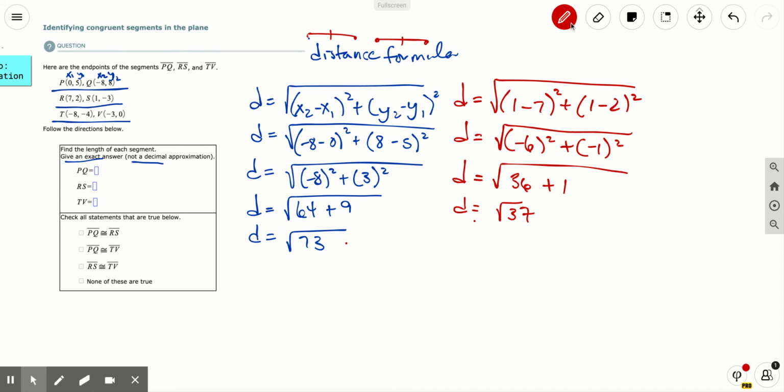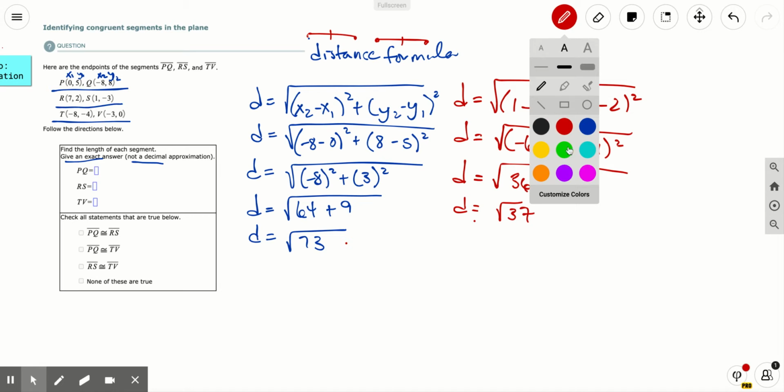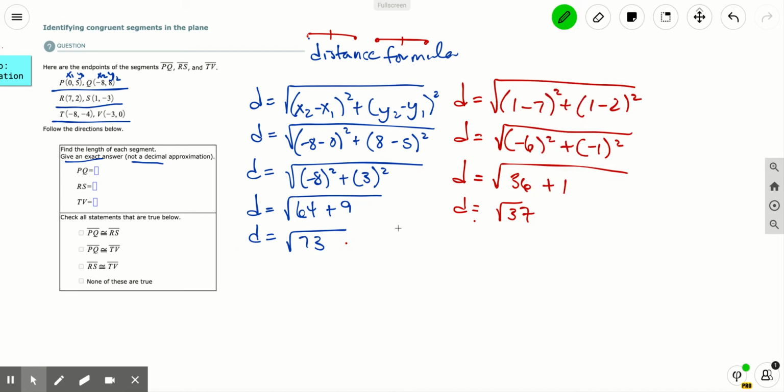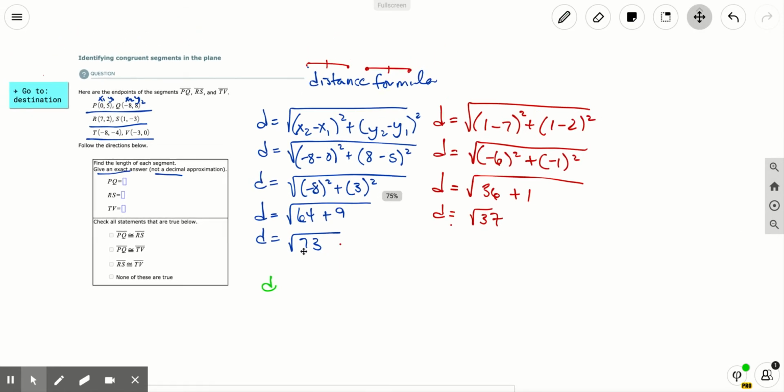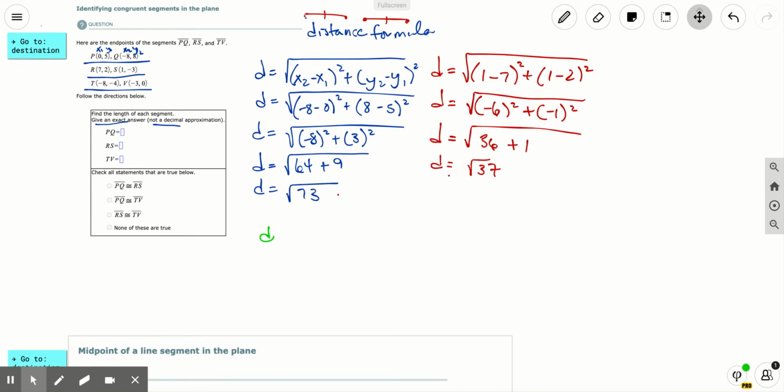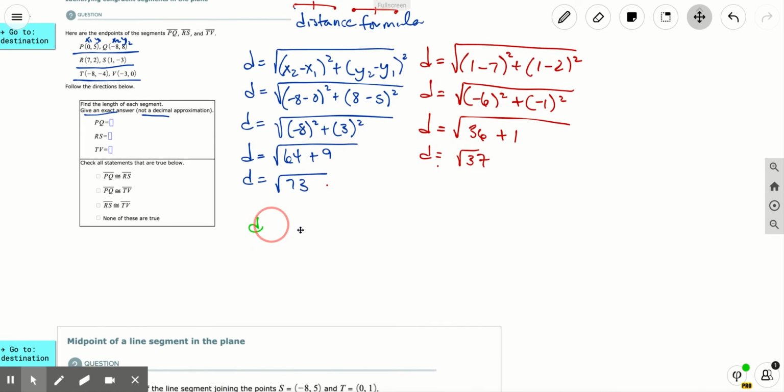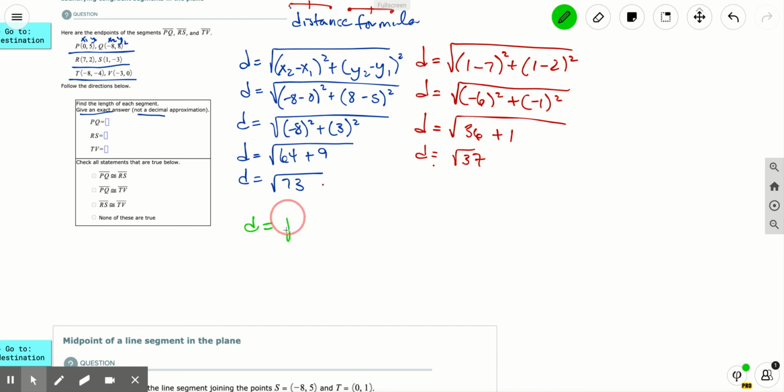Okay. So third one, let's do it in green. So now I have my formula. I'm going to just keep using the same formula because I need the space more than anything. I'm going to shrink it down yet again, move it up a little, and I'm going to find TV. So, ready? Square root of, and then I'm going to go negative 3 minus negative 8 squared plus 0 minus negative 4.